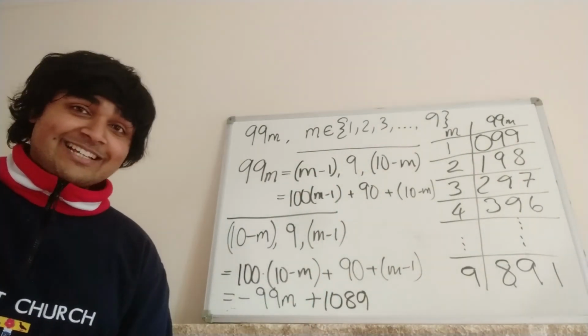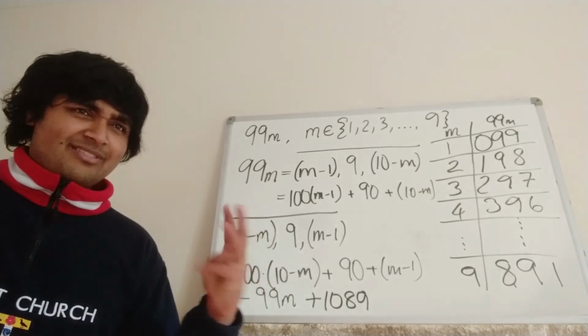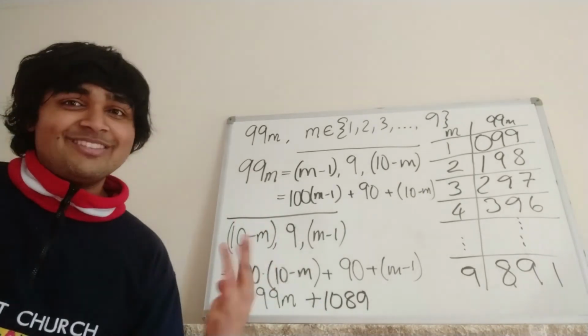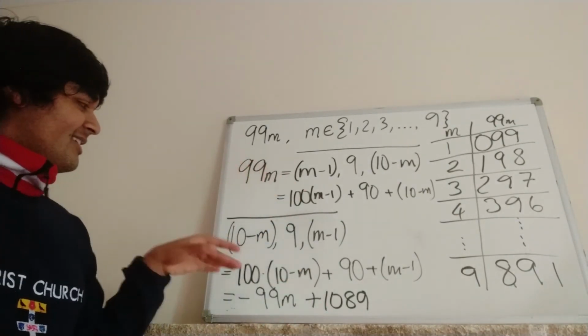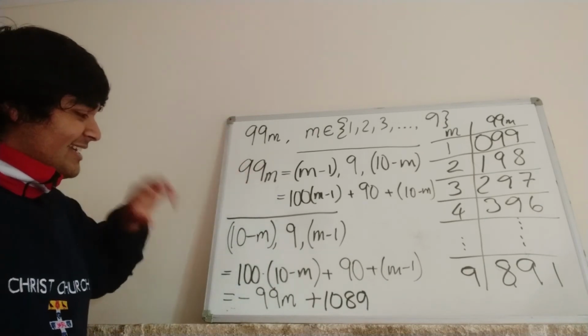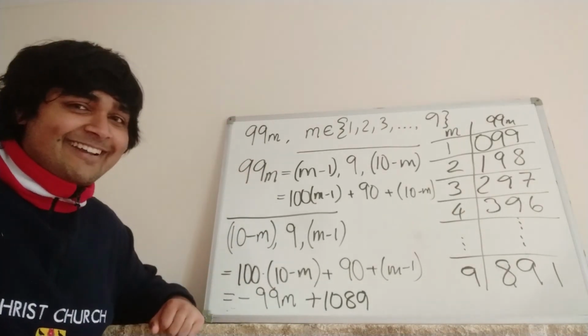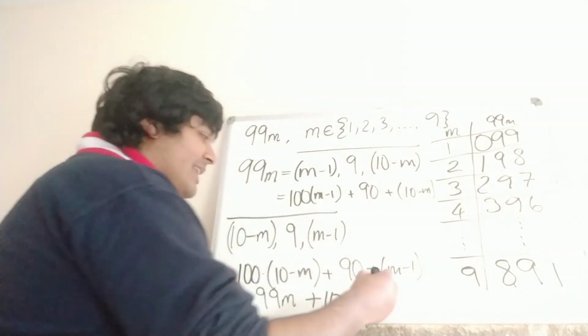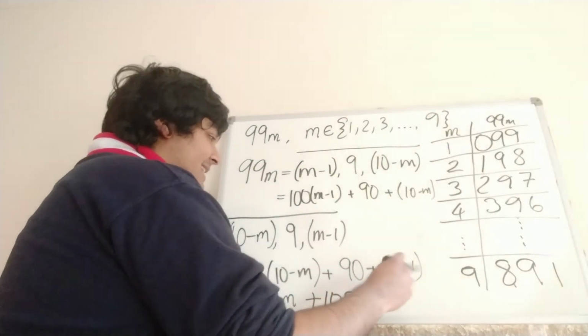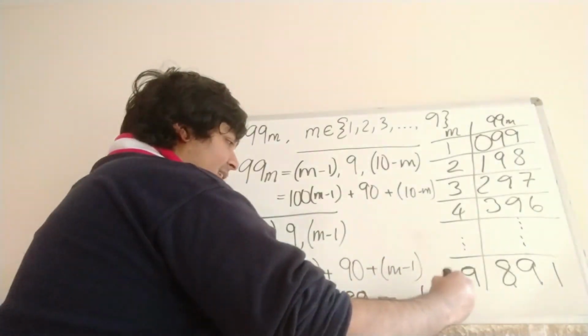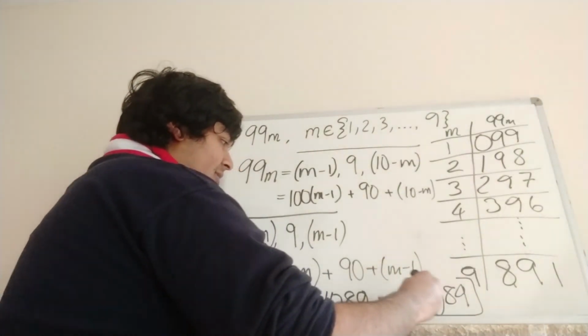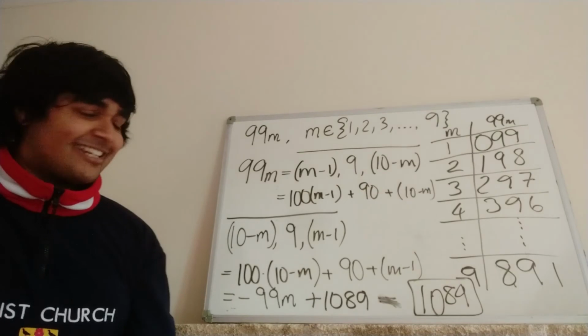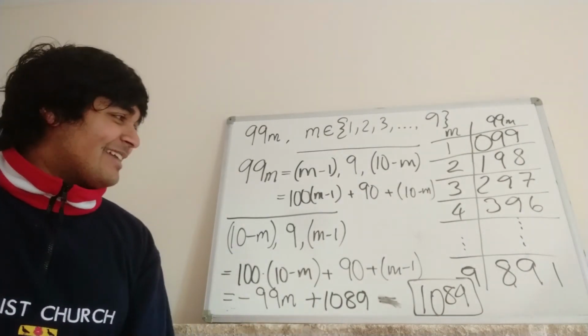Okay, and then the last thing I got you to do is add up the third and fourth numbers that you made, which were this number and this number. But notice we're doing 99m plus minus 99m plus 1089. Of course, the 99m's are going to cancel, and all we're left with is 1089. So when we add these two numbers together, we're going to get the magic number 1089, like so.